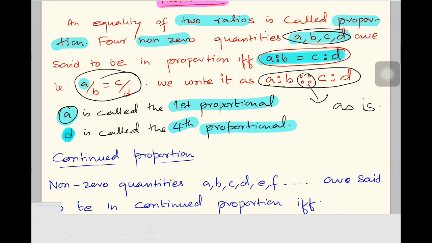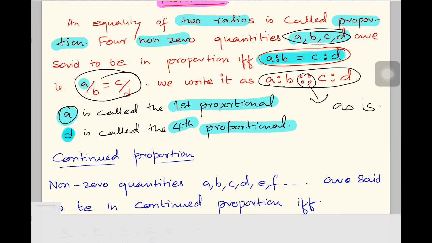Why? Because there are four quantities. You can see here 1, 2, 3 and 4 quantities. A is the first one, D is the fourth one. So A is called the first proportional, whereas D is called what proportional, everyone? Fourth proportional. Is that clear?